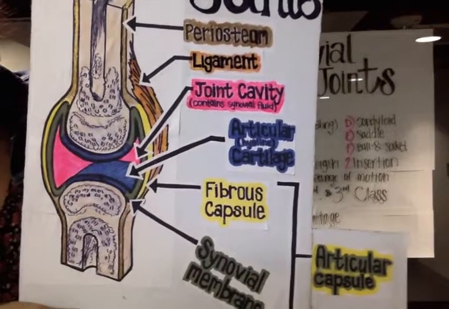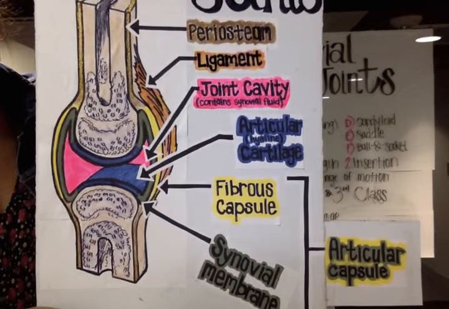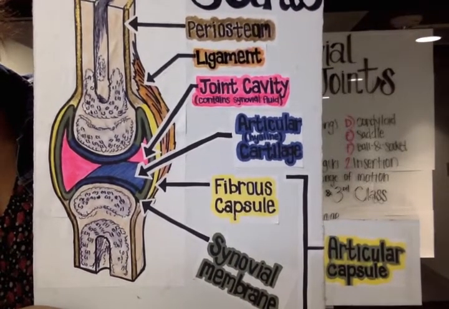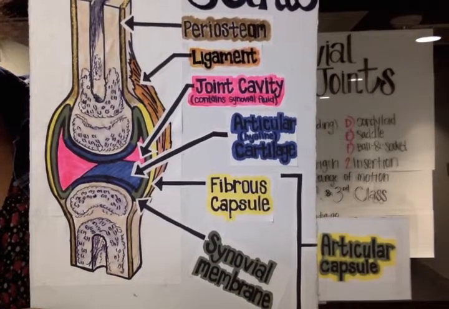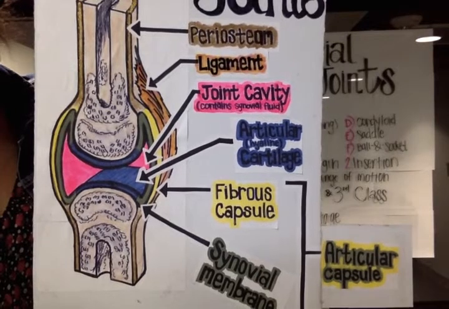Next, we have the joint cavity. The joint cavity is the space enclosed by the articular capsule, which contains synovial fluid. Synovial fluid is secreted by the synovial membrane, and the 3 primary functions are lubrication, nutrient distribution, and shock absorption.